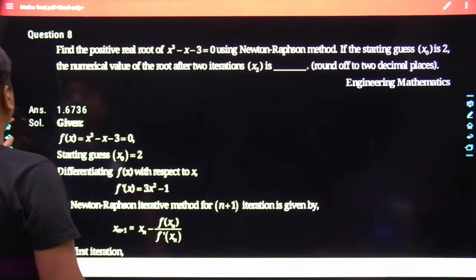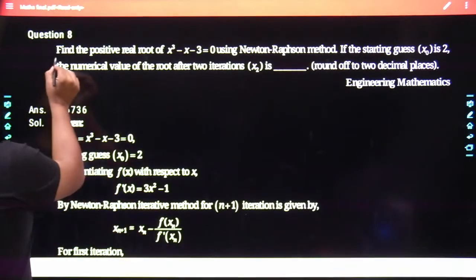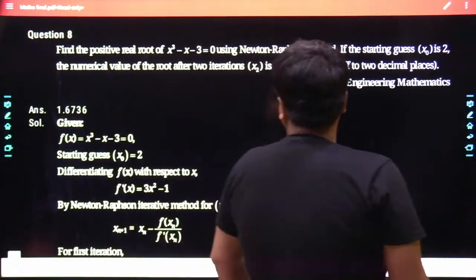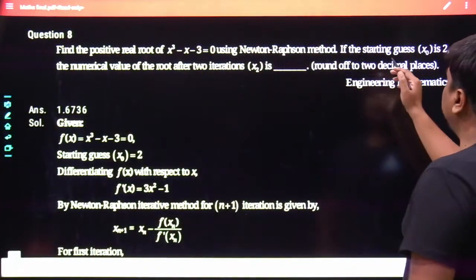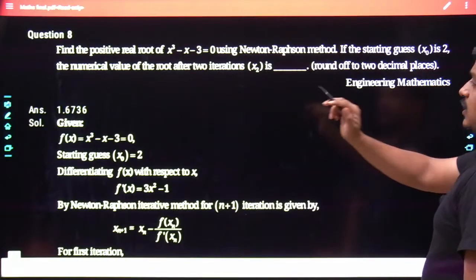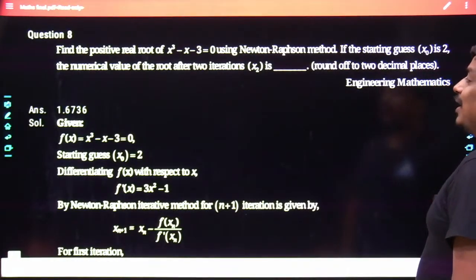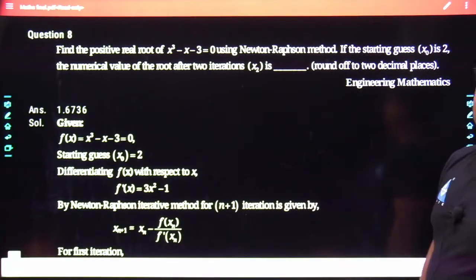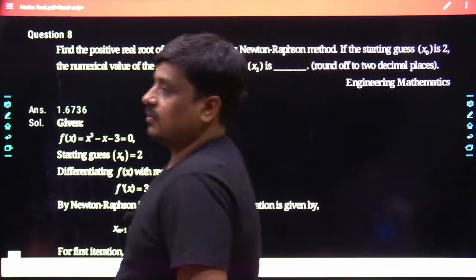We'll try to understand what this problem exactly wants to say. Find the positive real root of x cube minus x minus 3 using the Newton-Raphson method. If the starting guess x0 is 2, the numerical value of the root after 2 iterations, x2, rounded off to 2 decimal places. And yes, it has been a problem from mechanical engineering.